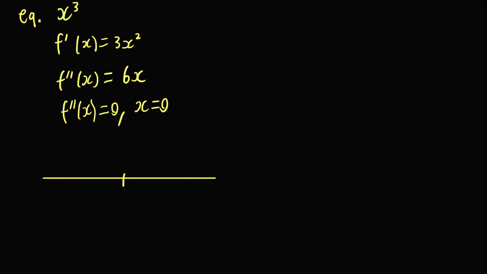Draw a number line. Put some positive number back into the second derivative, then you will return with a positive number. Put a negative number, then you'll return with a negative number. Because the sign changes, x equals 0 is an inflection point.